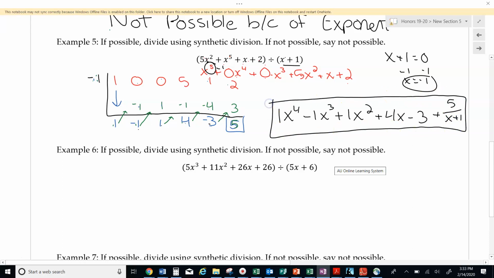This would have taken us easily 10 minutes through long division, doing every step over and over again. But it took us like 2 or 3 with synthetic division. So it's much faster, especially the longer the polynomial gets.